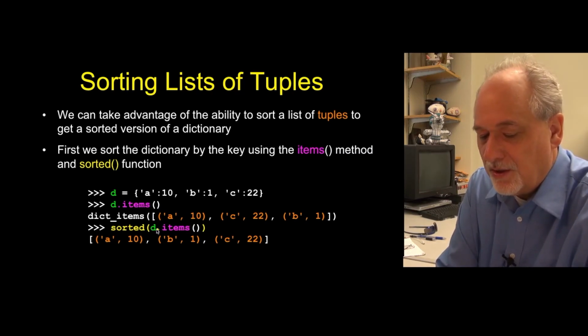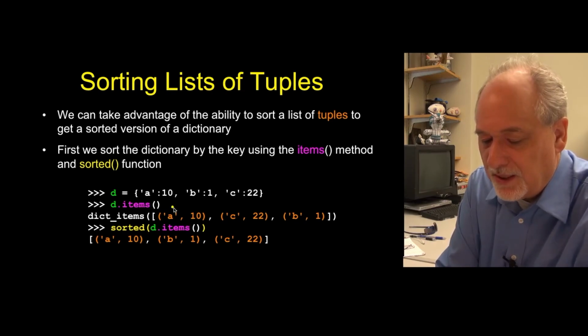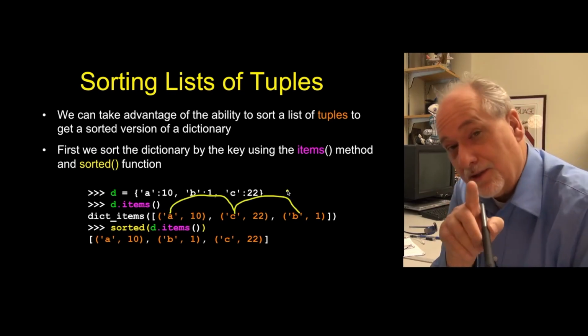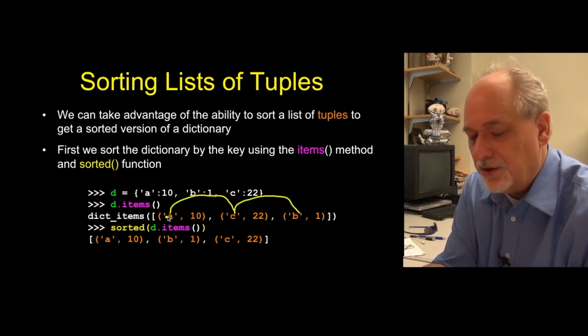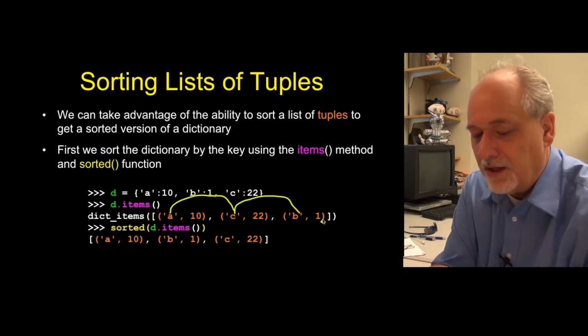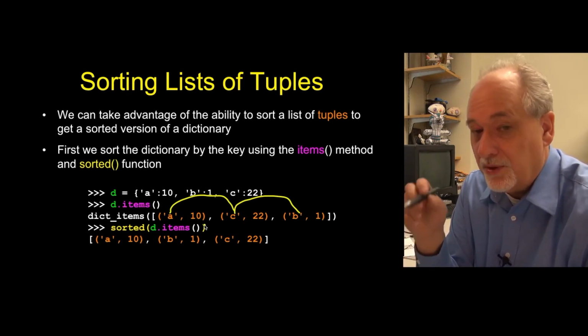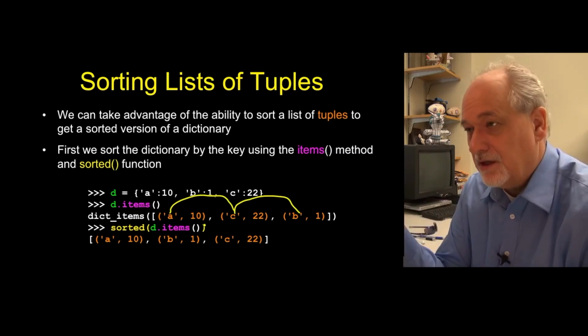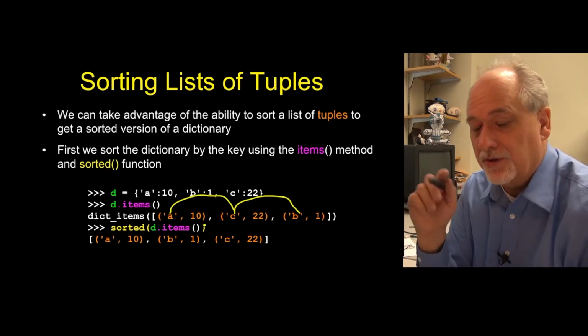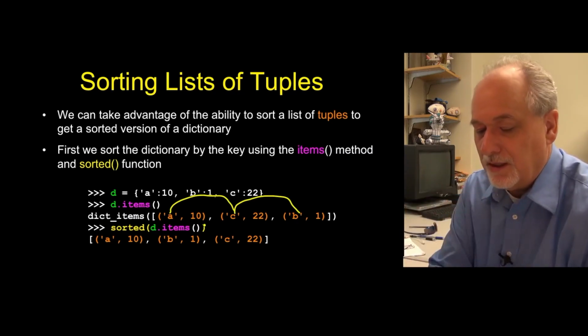And so it says sort D items. It's basically going to take this list and compare the A's and the C's and the B's. Because it's a dictionary and all the keys are unique, there's never going to be equality. So it really is going to just sort this by keys and never get to looking at the values. You could make a list of tuples that had duplicates in the first, like we did before. But given that this is coming from a dictionary, the first thing is always going to be unique and distinct.